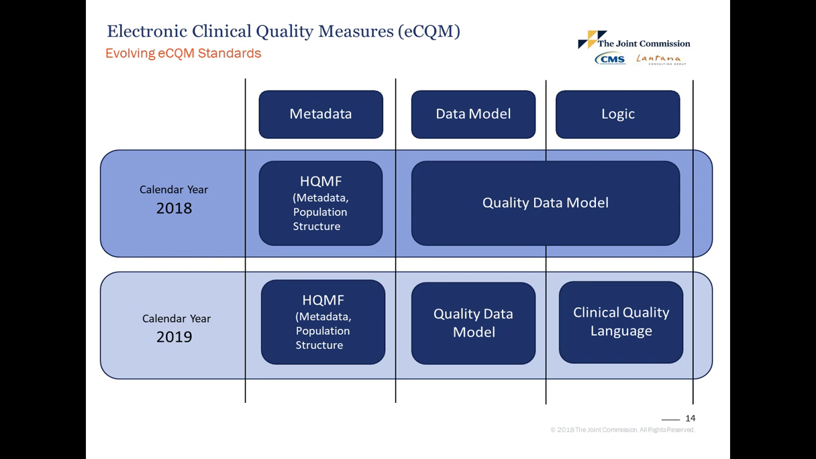Slide 14 shows the evolution of the standards to create eCQMs. eCQMs consist of 3 components. First, we have the metadata, which uses the Health Quality Measure Format, HQMF, which is the basic electronic specification for the measure. Second, we have the data model. We use the Quality Data Model, or QDM for short, which defines the relationships between patients and clinical concepts in a standardized way. And lastly, we have the logic.